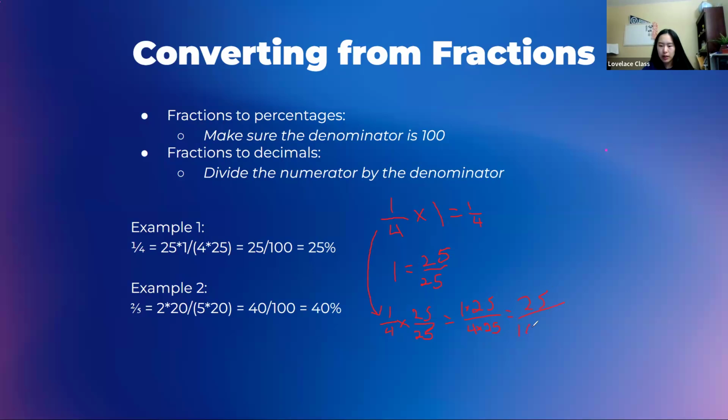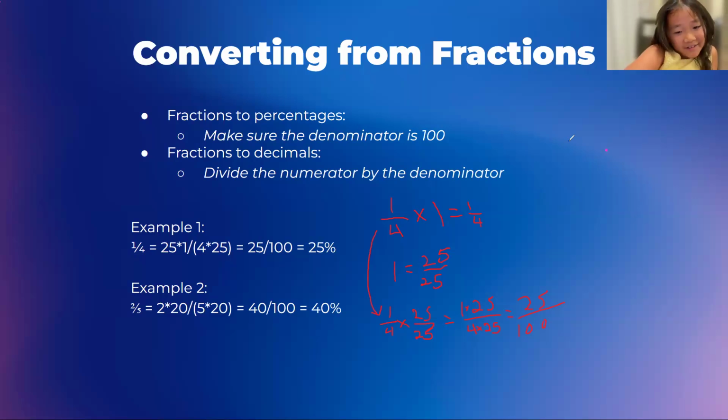So, that's 25/100. And then we said that percents are just fractions, but the denominator is 100. So 25/100 equals 25%. So that's how we get from 1/4 to 25%. Does that make sense? Anyone have any questions? Okay. If anyone has any questions, feel free to message. Okay, Jessica.